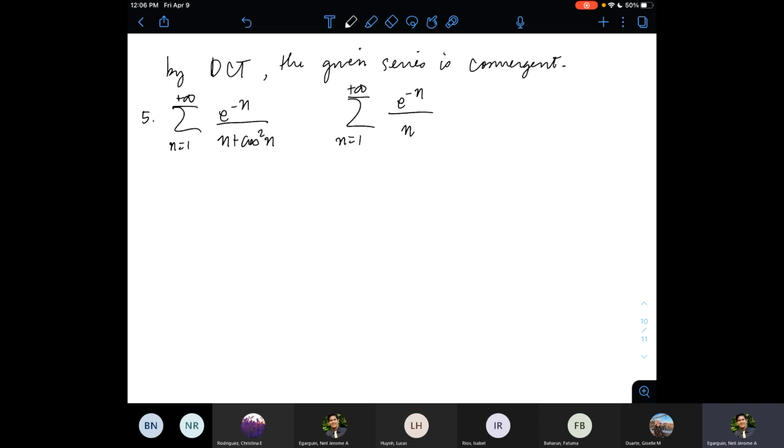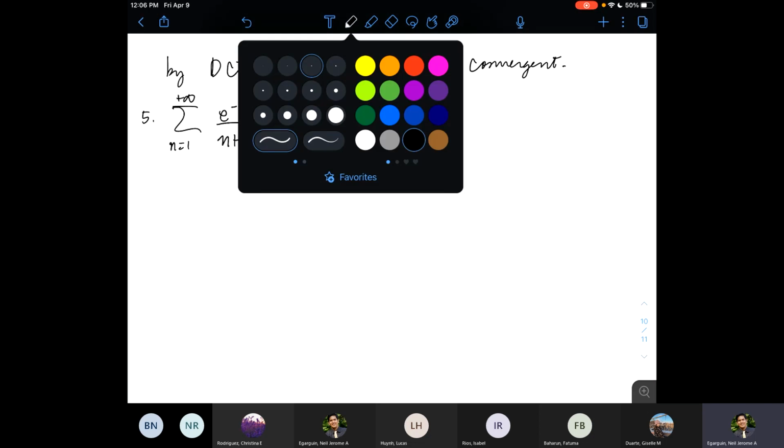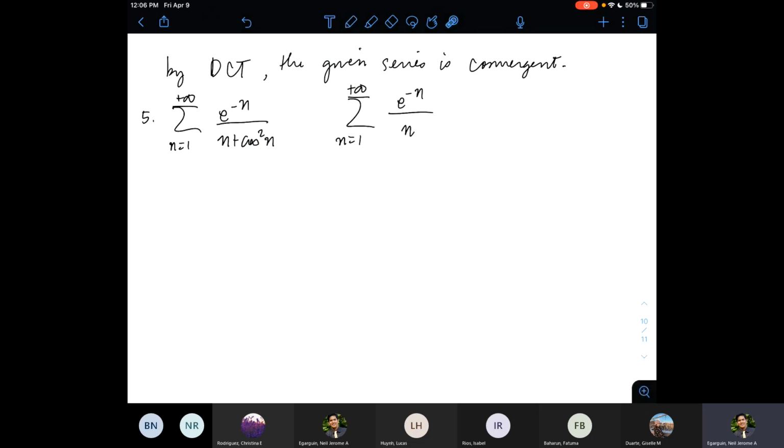Do we get a larger or smaller series? Well, here what happened, I ignored cosine squared n, but cosine squared n is a positive number. So when I ignored that positive number, I made the denominator smaller, right? So since the denominator is smaller, the entire fraction is larger. So what we have here is a testing series that is larger than the original series, the given series.